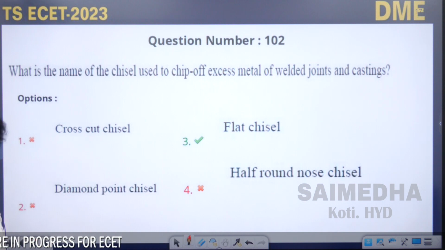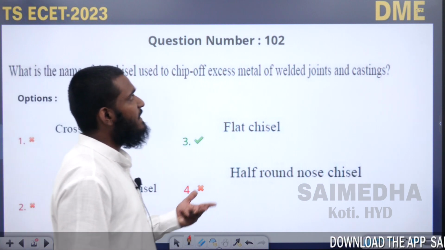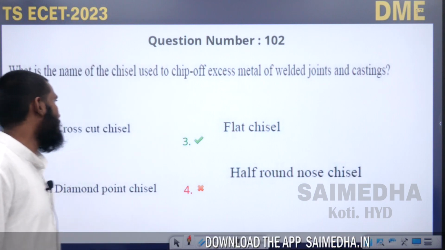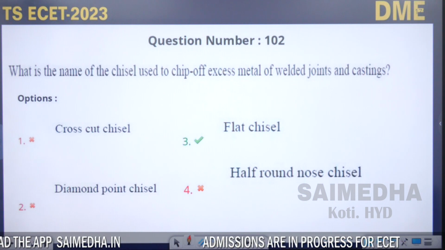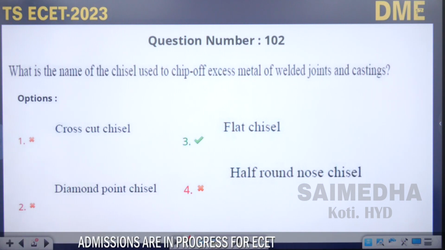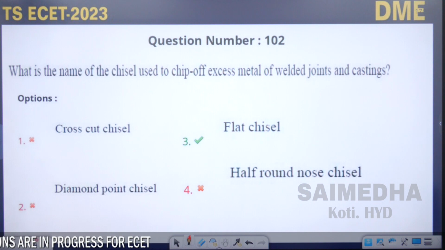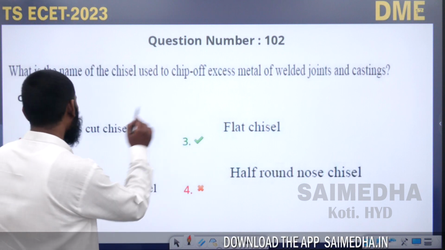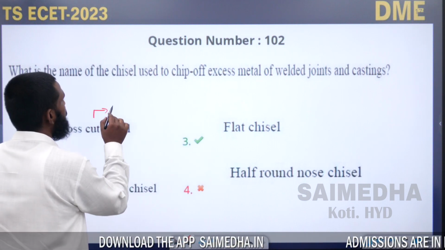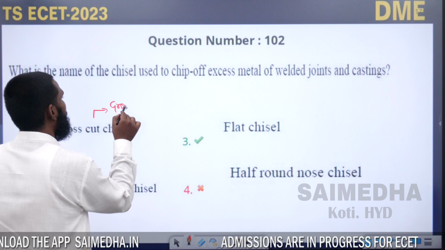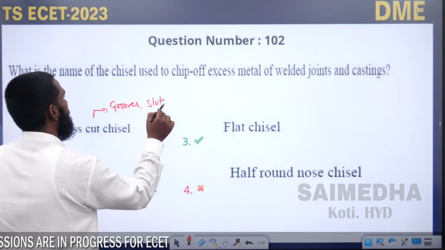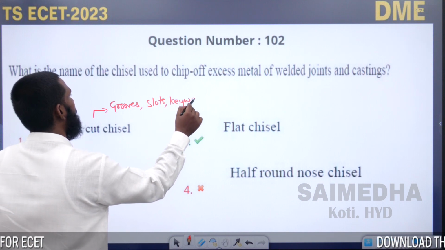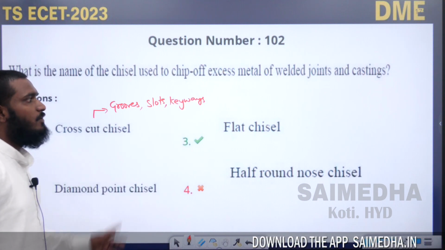Now let us go with the next question. What is the name of the chisel used to chip off excess metal of welded joints and castings? The options are cross cut chisel, flat chisel, diamond point chisel, and half round nose chisel. The cross cut chisel is used for cutting grooves, slots, or keyways.